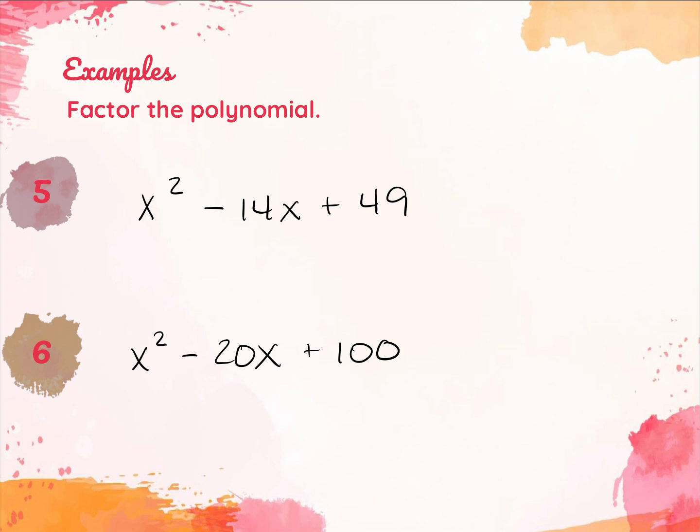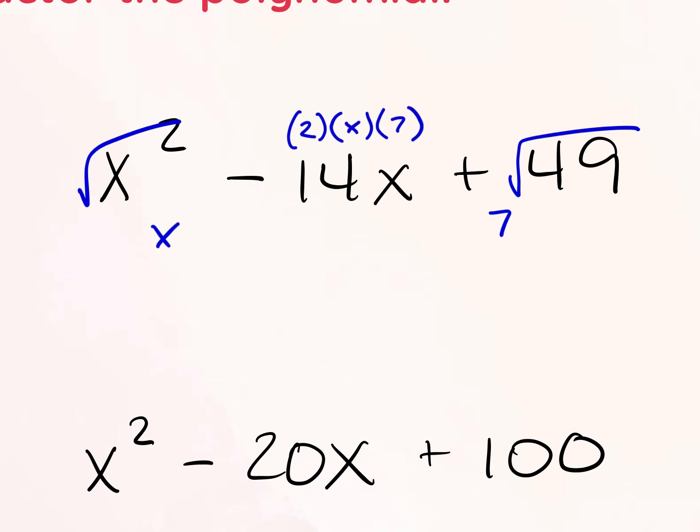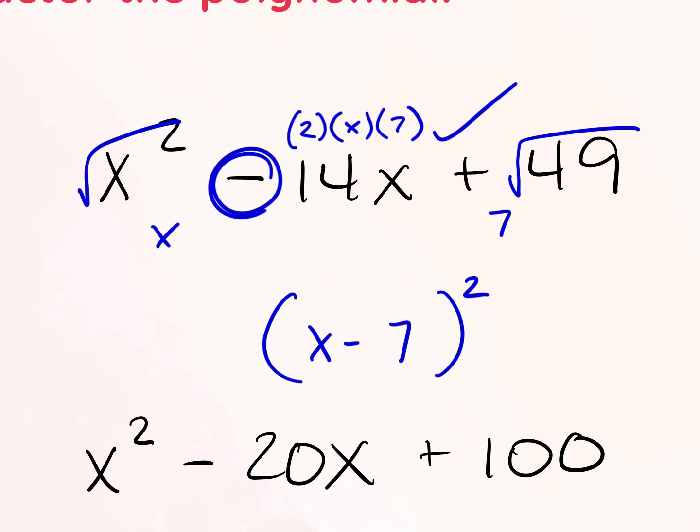All right, another 5 and 6 on the last page. What's special about x squared and 49? They're perfect squares. So let's take the square root of x squared and the square root of 49. What's the square root of x squared? X. And the square root of 49? 7. So in the middle, do we have 2 times x times 7? Is that 14x? Yep. So we can use our shortcut. So what's going to go into the parentheses squared? Awesome. X minus 7. Minus because we have a minus in the middle. Perfect.